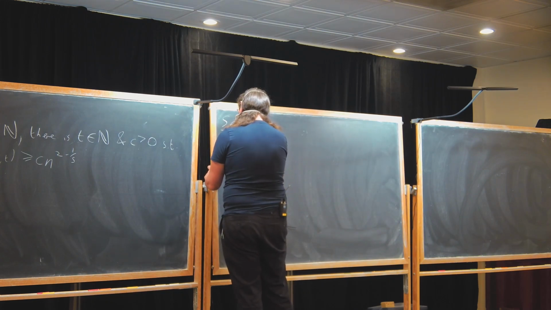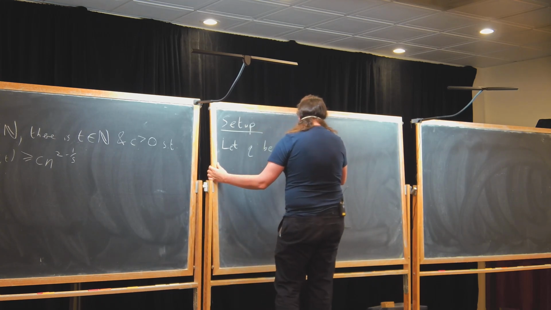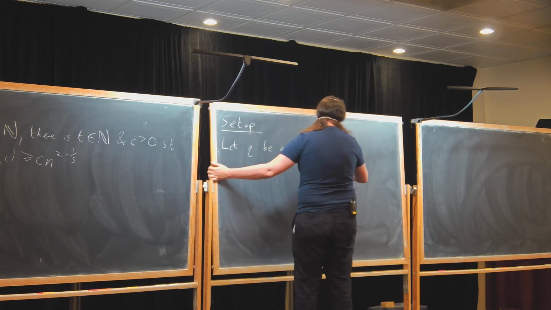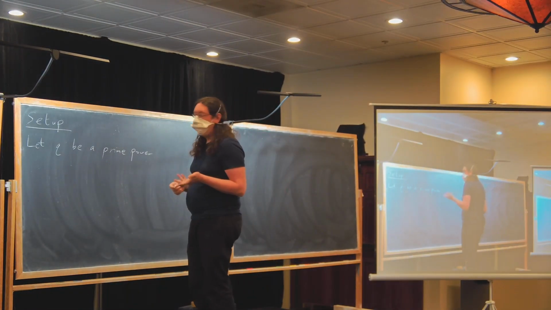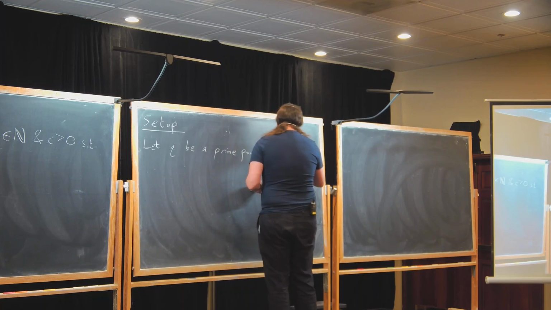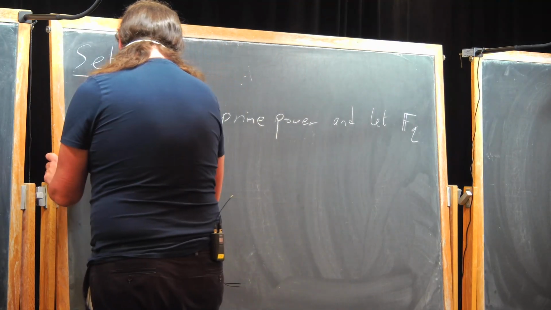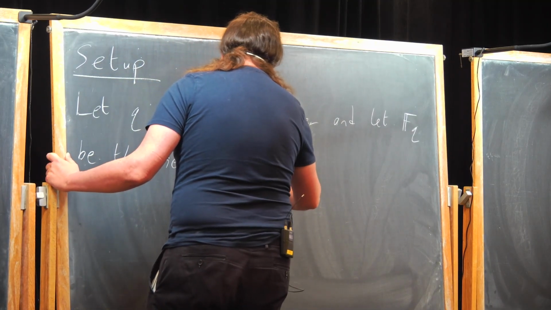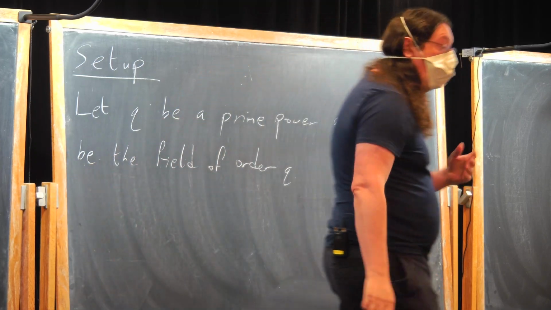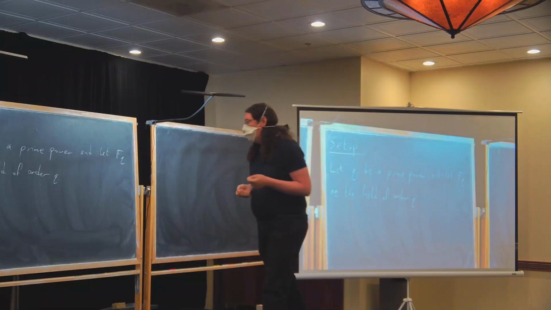So I'm going to fix a prime power q. If you like, you can just think of it as a prime. It doesn't really matter so much, but it also works for prime powers. And let F_q be the field of order q. What we're going to use to define the graph is polynomials over F_q. In fact, ultimately, we're going to use random polynomials over F_q.